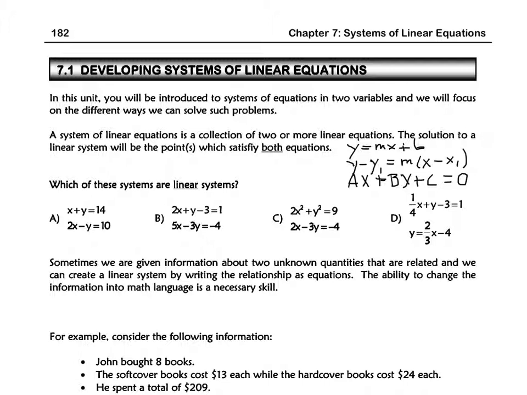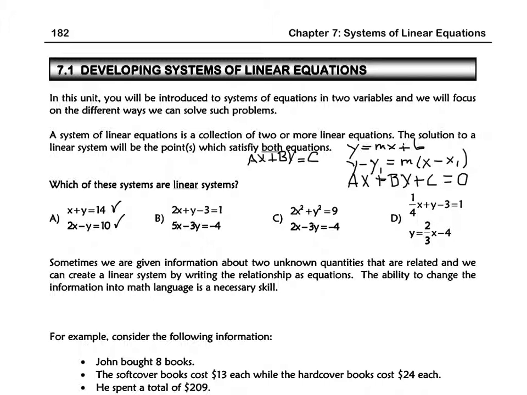And the other form that we just briefly introduced but didn't do a whole lot with was standard form, which is similar to general form, except the constant is on the side of the equation by itself. So those are all forms of a linear equation. So if we look at the first example A, x plus y equals 14, that's the standard form of a linear equation, so that's a linear equation. And 2x minus y equals 10 is also standard form, so that's a linear system.